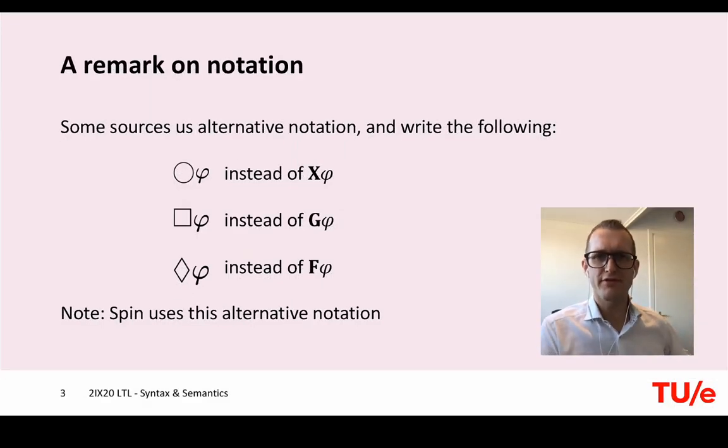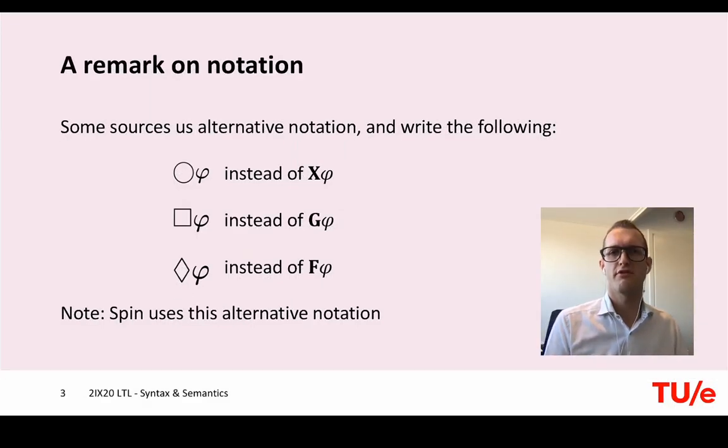If you look at different sources for linear temporal logic, they may use different notations. So in particular, instead of X for next, some sources use a circle for next. Globally is often depicted using a box, and eventually is often depicted using a diamond. And in particular, SPIN that you're using for assignment 2 is using this alternative notation.